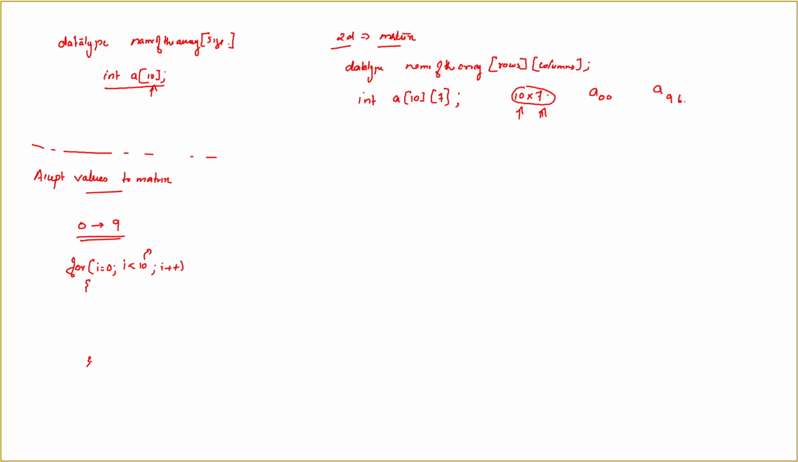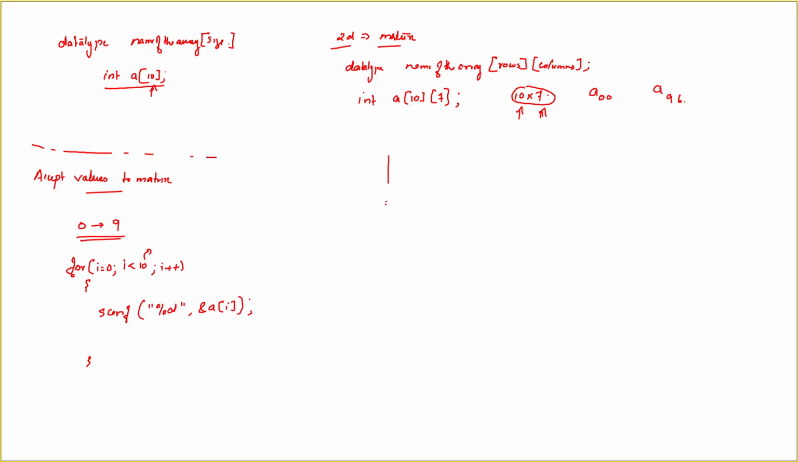In curly brackets I write scanf, and since it is an integer value, I write %d and the address of a[i]. So this is how I accept values into an array.